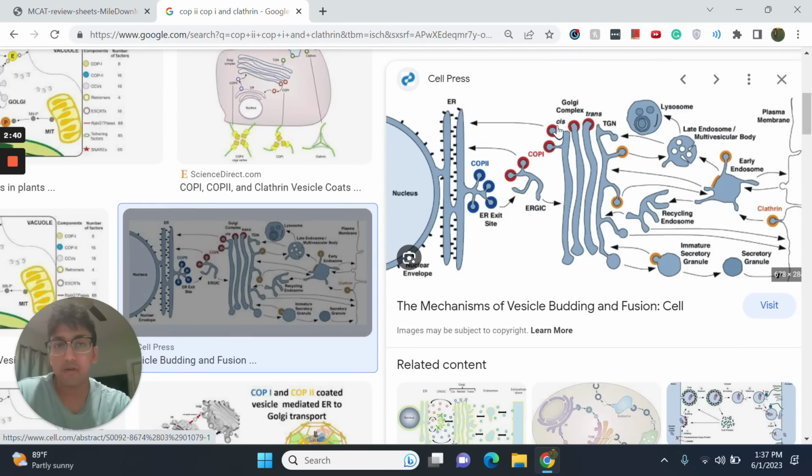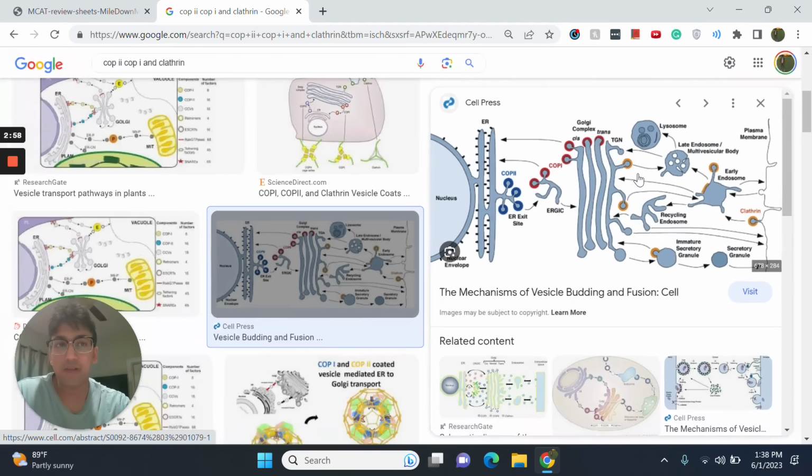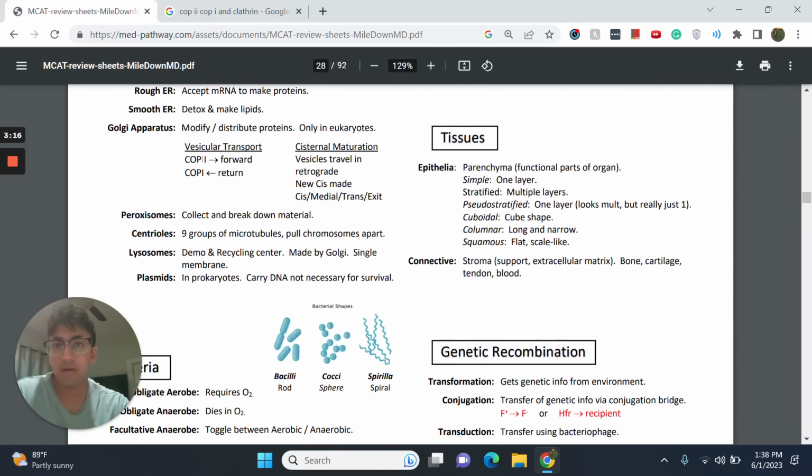Vesicles that go from the Golgi back to the ER are studded with COP1 on their vesicle, and vesicles that go from the ER to the Golgi and fuse with the Golgi on the cis side are studded with COP2. Anything that goes from the plasma membrane to the Golgi or vice versa is studded with clathrin. So COP2 goes forward, COP1 goes reverse. Anterograde is forward and retrograde is reverse, and clathrin is responsible for going from plasma membrane to Golgi and Golgi to plasma membrane.